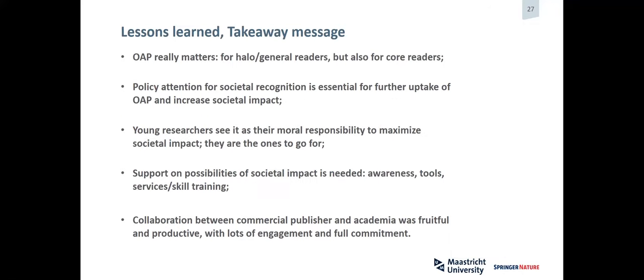To end with, also some lessons learned and takeaway messages from my side. Open access publishing really matters, not only for the non-academics, but also for the core readers, as we saw that almost 50% of the scientists experience problems in accessing subscription materials as well. Policy attention is needed for societal recognition, for a further uptake of open access publishing and an increase in societal impact.